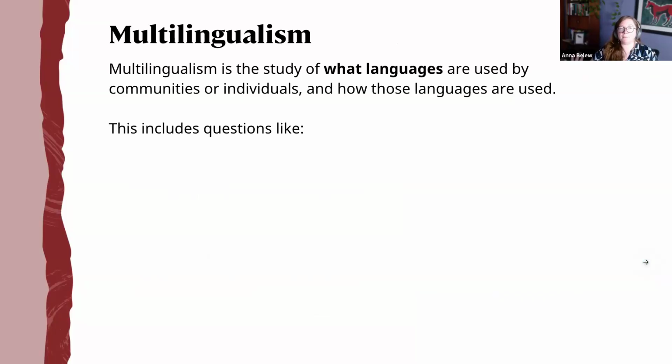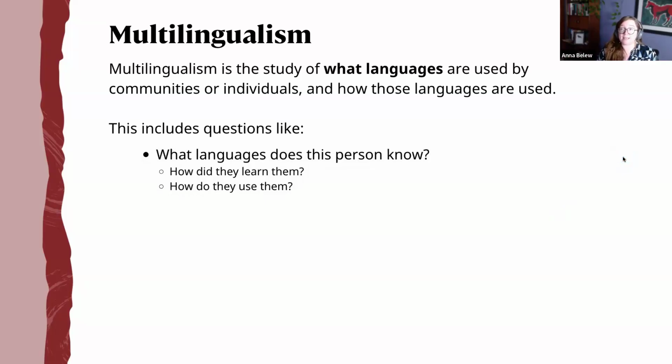So, if we are talking about multilingualism, I think this is probably a familiar term, at least to a lot of folks working with language. But just to bring it back to the basics, this is when we study what languages are used by either communities or by individuals, and also how those languages are used. And so we might ask questions like, what languages does a person know? An individual person, what languages do they understand? What languages do they speak? How did they learn them? How do they use them?